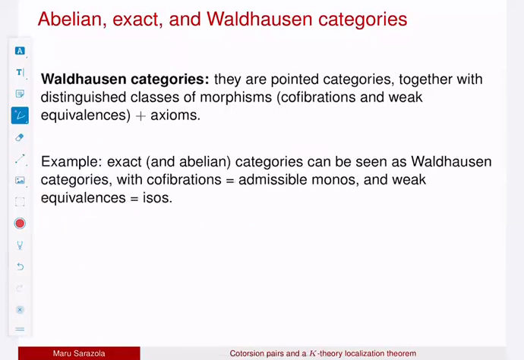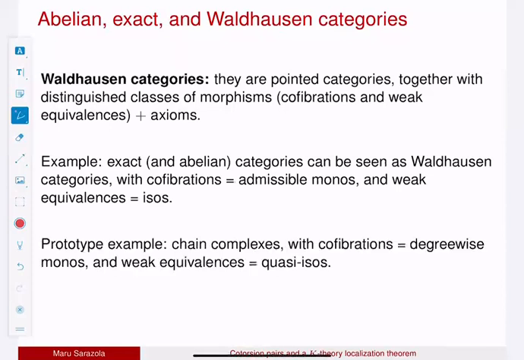So as an example, perhaps you're wondering what the relation between these different types of structures is. Well, exact and similarly abelian categories can be seen as Waldhausen categories by taking cofibrations to be the admissible monomorphisms and by taking weak equivalences to be isomorphisms. So in this case, we wouldn't want to be gluing anything that's really not the same. So we're not including any extra homotopical information here.